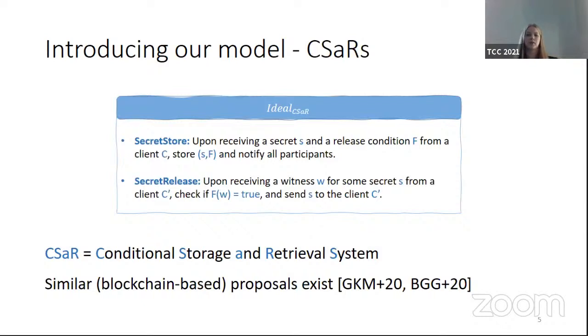Next, we assume something which we call conditional storage and retrieval systems, CSARs. Intuitively, a CSAR allows a party to store a secret along with a release condition. Then, if some other party shows that it can satisfy this release condition, the secret is privately released to that party. Note that in recent years, there have been multiple proposals for similar functionalities, and they typically have been based on blockchains as well.